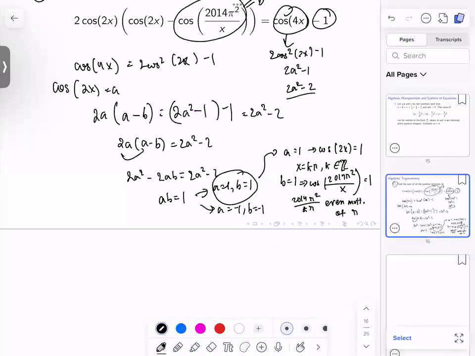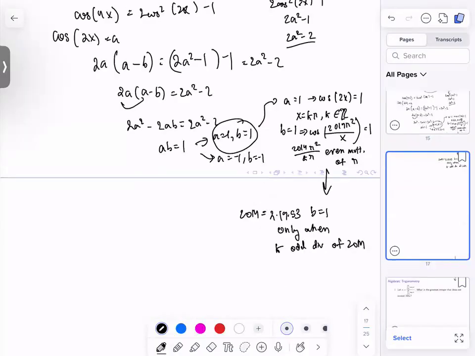And then we see that since 2014 is equal to 2 times 19 times 53, b is equal to 1 only when k is an odd divisor of 2014. So this gives us basically 4 possible values for x. And so our values for x so far are x is equal to pi, 19 pi, 53 pi, and 1007 pi.